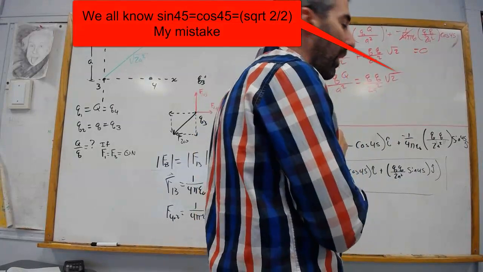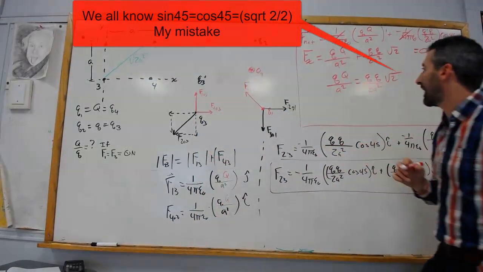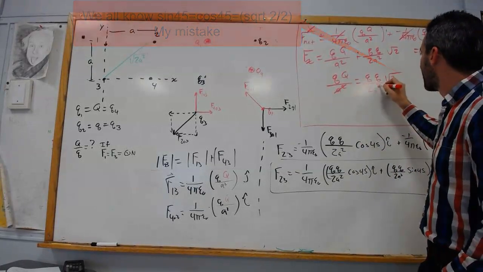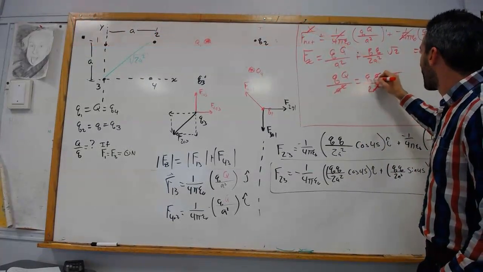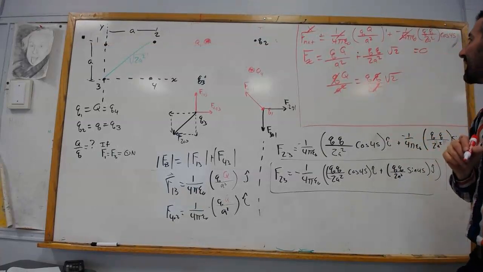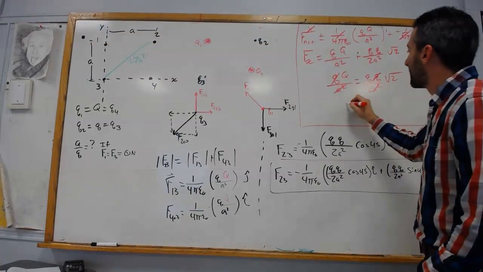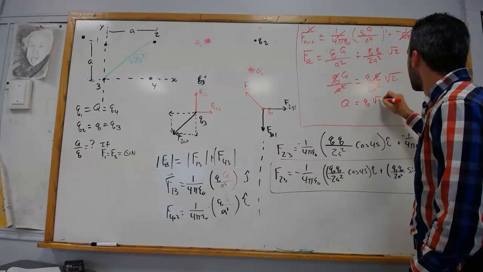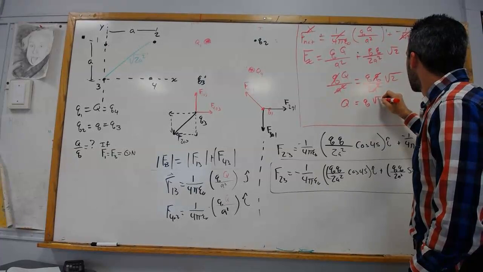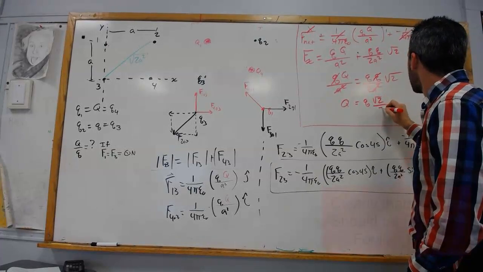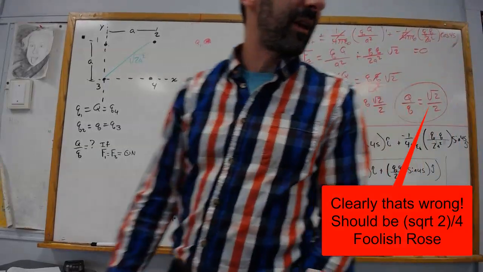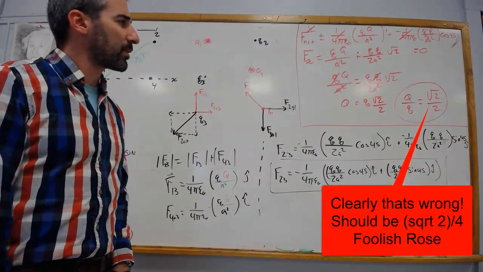And now what do I do? I can start canceling out the things that I know. I get rid of that. I get rid of that. I can get rid of one of those. I can get rid of one of those. And what do I have left? I've got a big Q equals a little q times the square root of 2 over 2. So we end up with the ratio of Q over q is the square root of 2 over 2.